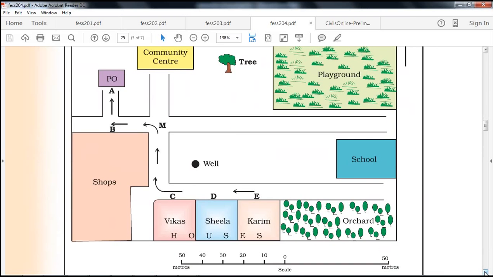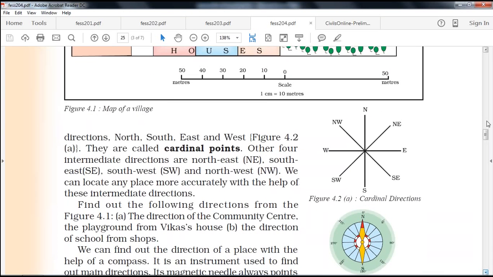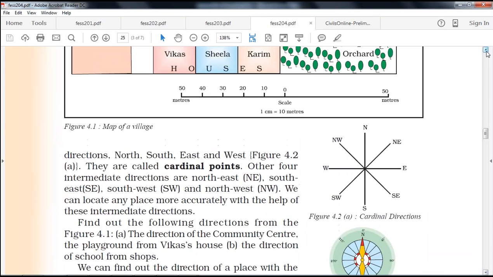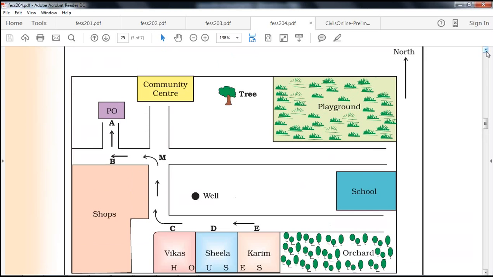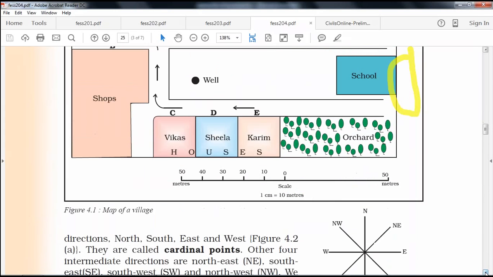Here is an example given. See, in this map, there is a direction. Direction is being denoted, one of the components of a map. Then there has to be a scale. We will see whether there is a scale or not on this map. Yes, the scale is also given. Scale is given here. So 1 centimeter is equal to 10 meters. This is a large scale map.